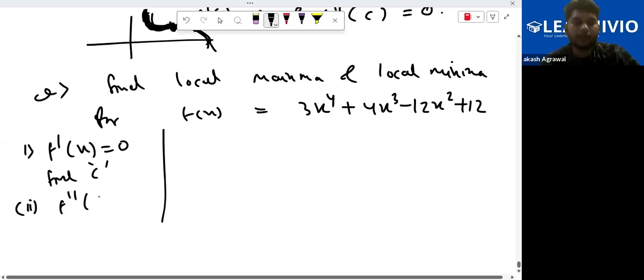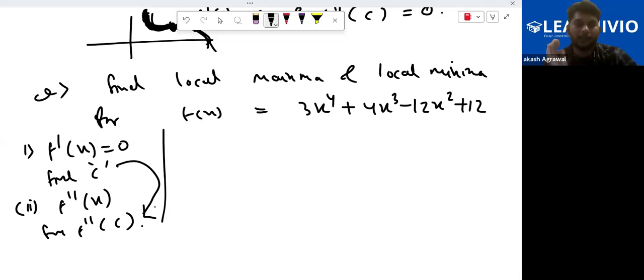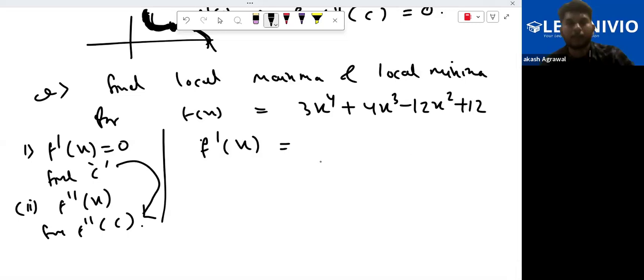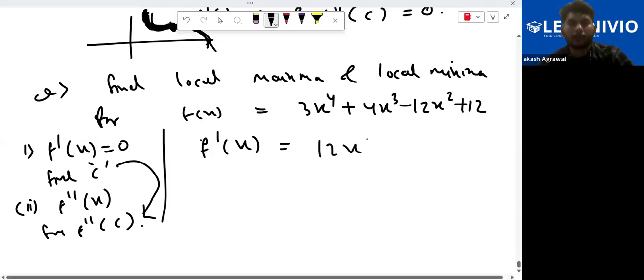Second point, find f double dash x. Okay. Find f double dash c. These critical points you have to apply in that double differentiated function. For an example, don't write it, just listen to me. Okay, look at the screen. First we find f dash x. When we differentiate it, what will be the differentiation? 12x cubed plus 12x squared minus 24x.